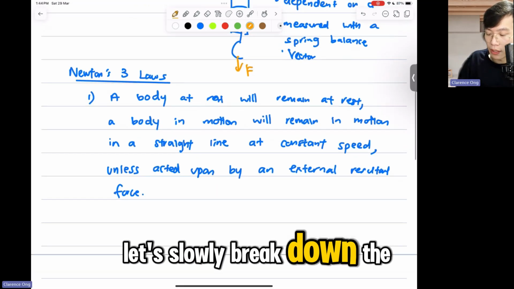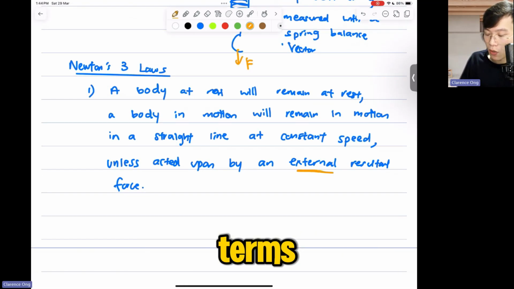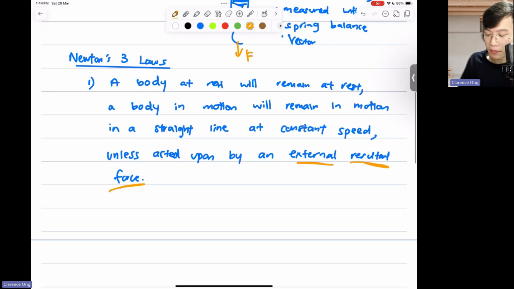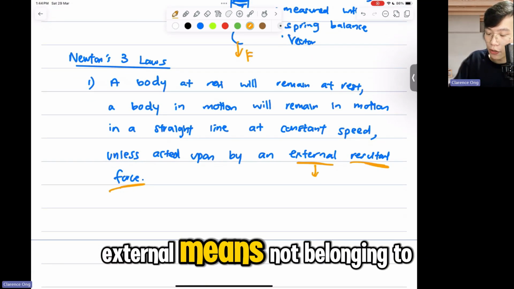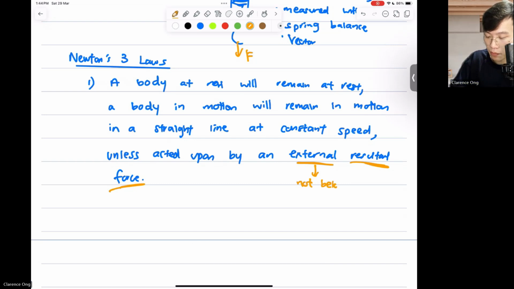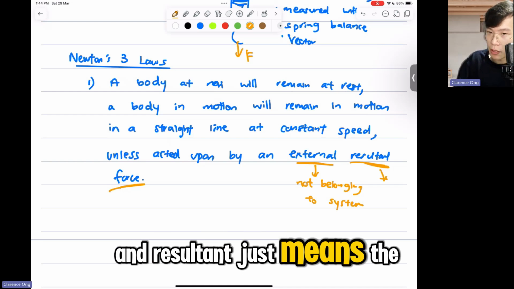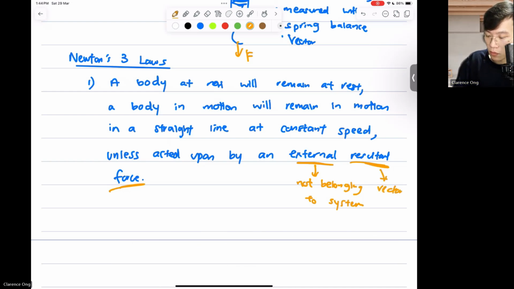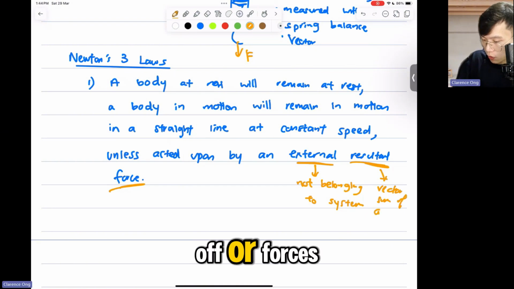Let's slowly break down the last three terms. What is external resultant force? External means not belonging to the system, and resultant just means the vector sum of all forces.